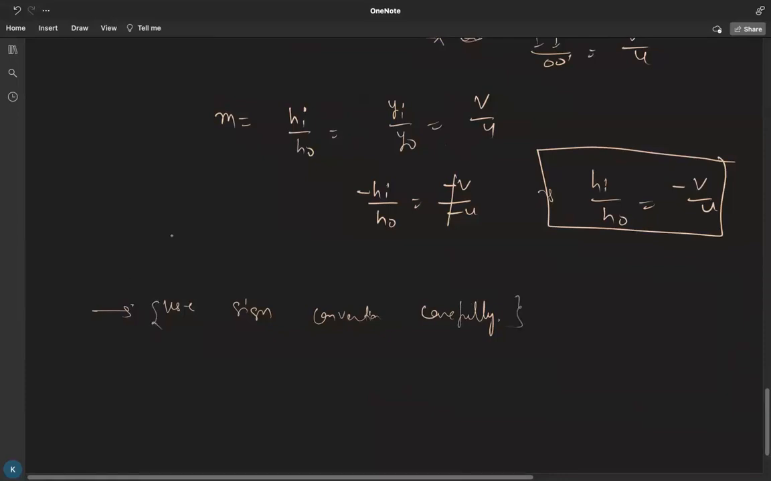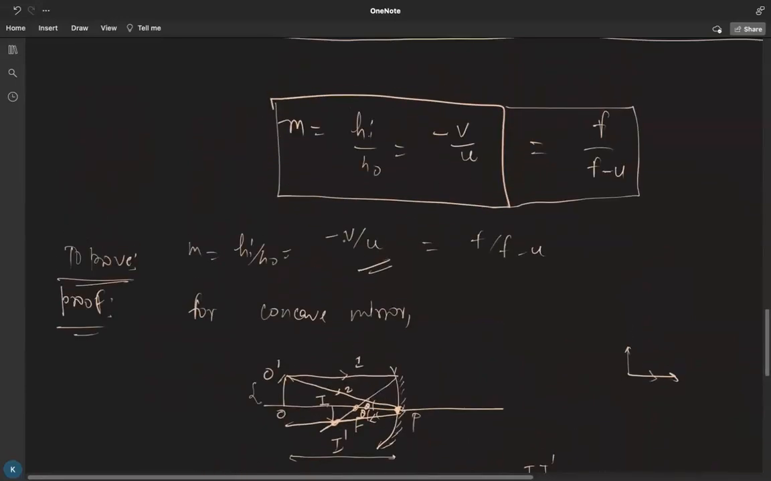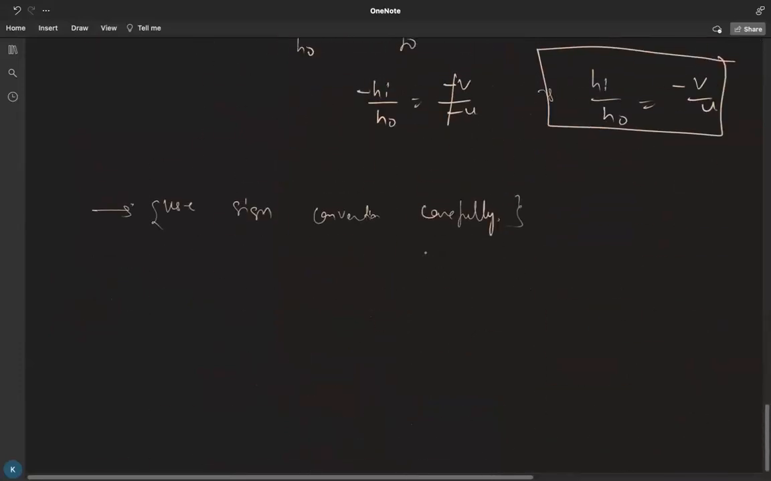Now there is one more thing we have to prove, which is minus V by U is equal to f by f minus u, and this is actually easy, right? So how can we prove this? The first thing we proved: HI by HO is equal to minus V by U. Now the second thing, let me write the proof of 2b. So I'm going to prove it. We have a formula: V is equal to uf by u minus f. It is the mirror formula, which we derived in our previous lecture. So this is the mirror formula: V is equal to uf by u minus f.